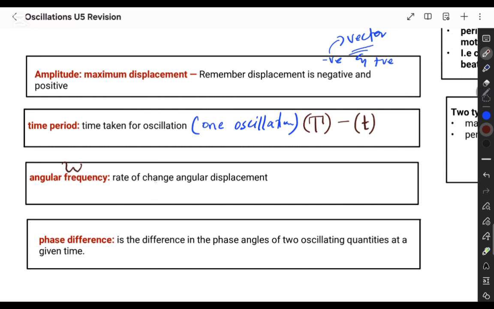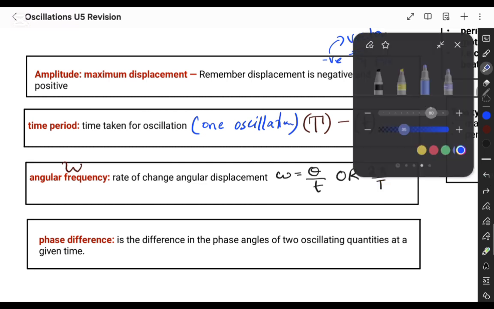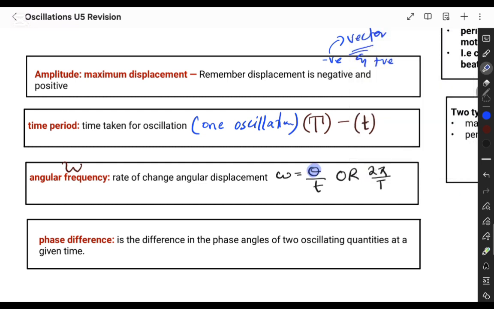And angular frequency is basically the rate of change of angular displacement. So the rate of change of angular displacement, omega, which is the angular frequency, is equals to theta divided by t, or 2 pi divided by capital T. Notice the capital T is for a full oscillation, and the full oscillation is always going to be 2 pi. Okay. And then you can see that here theta and 2 pi, it just shows you that our angles that we're going to be taking are going to be in radians.